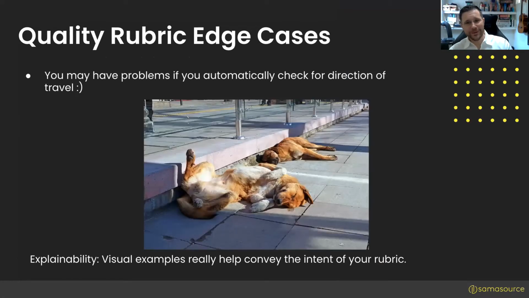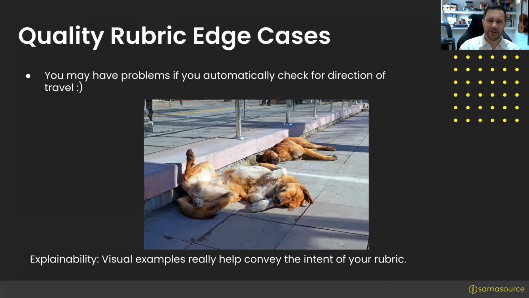I just want to include a couple of fun ones here. Hopefully these will be useful for you: when automating checks or working with your labelers, whether they're internal or a third party, you may have some problems if you do automatic checks, or questions may come up. So look at these two adorable puppers here. What's their direction of travel? If I normally annotate dogs and say, hey, I want to know which direction they're going so I can watch out if a dog looks like it's going to cross into the street, for this dog here, is the direction of travel up, down, not important? Something you probably want to consider there.